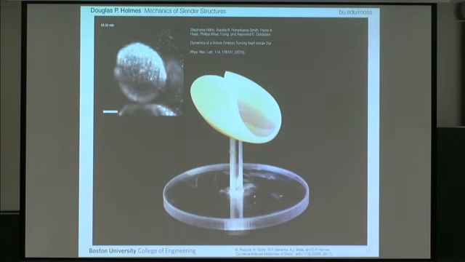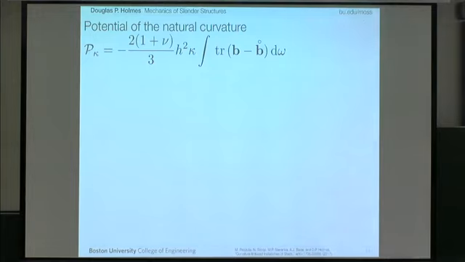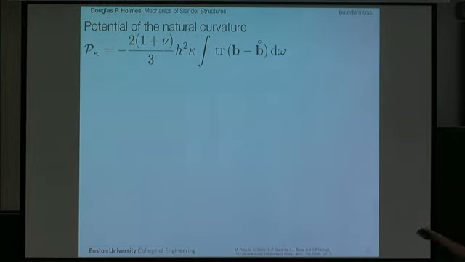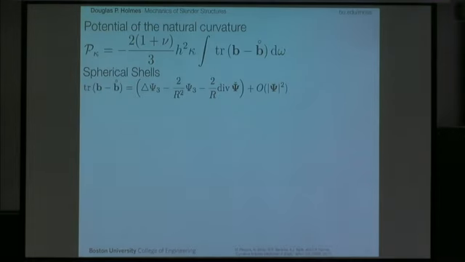To do that, we need to think a little bit more about that potential that I described before. So here's that potential term again. It's a little more complicated now than it was in the case of a flat plate. We need to take the trace of our curvatures and expand it out. This is an expansion to first order in terms of the displacements of the shell, where psi 3 is the normal displacements and psi check is the in-plane displacements.